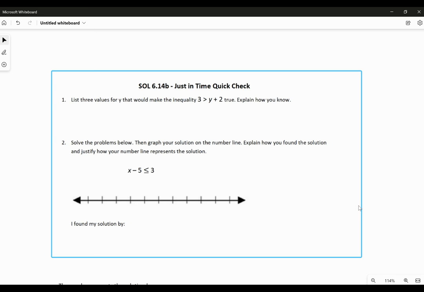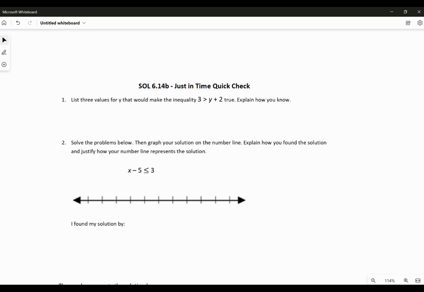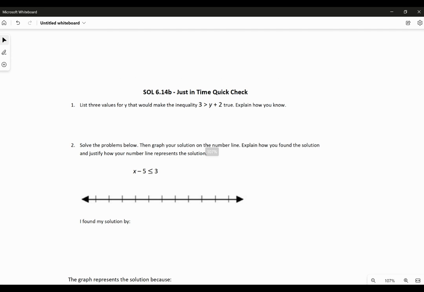All right, so let's take a look at solving inequalities. This has been pretty confusing for everybody, so let's figure it out. List three values for y that would make the inequality 3 is greater than y plus 2 true. Explain how you know. Okay, so three values. That's what I need to find for y, this guy, that would make this a true statement.